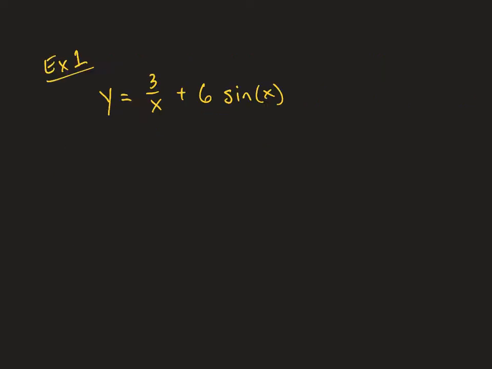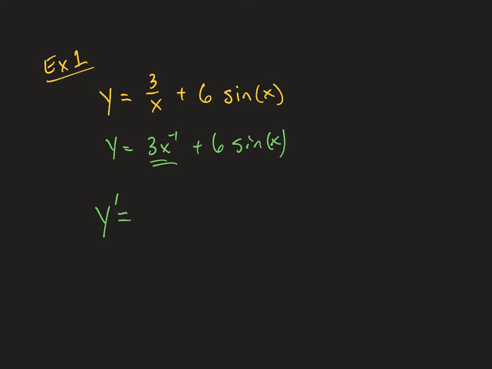So we'll start with the function y equals 3 over x plus 6 sine of x. Before we start this problem, I'm going to rewrite 3 over x as 3x to the negative 1, plus 6 sine of x. And I'm doing that because I'm going to use my power rule to find the derivative of 3 over x. Now let's go right to the derivative.